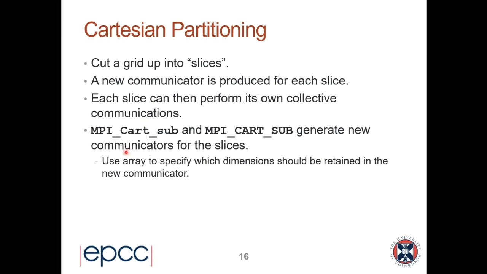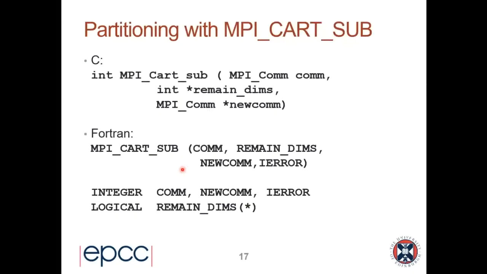MPI cart sub generates new communicators for the slices. There's a slightly complicated way, using an array of 1s and 0s or trues and falses, to specify which dimensions should be retained in the new communicator. If I have a 3D communicator, I could split it up into slices or into pencils. So there's a routine called MPI cart sub, which allows you to split a Cartesian communicator into arbitrary slices, and that can be quite a powerful technique.